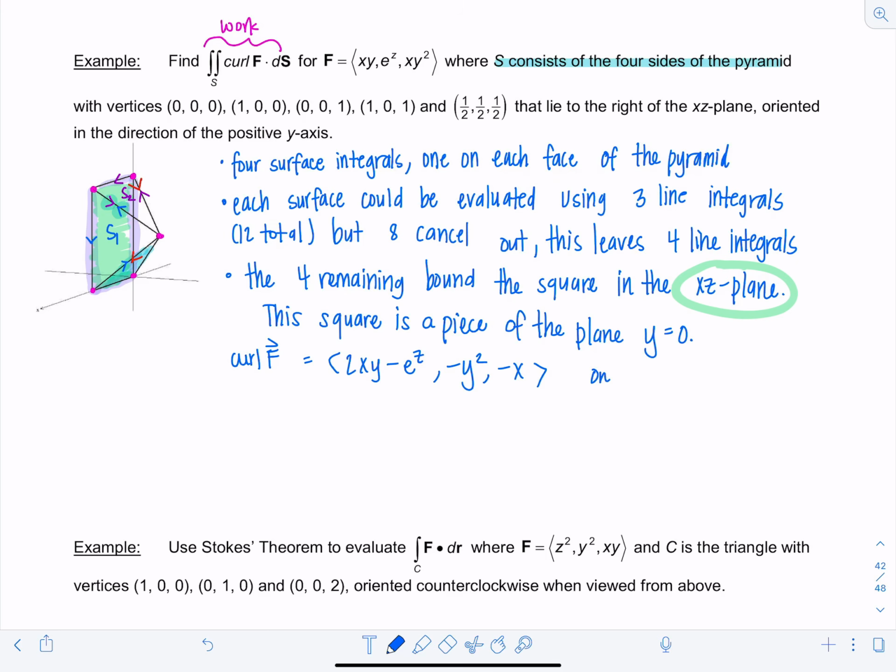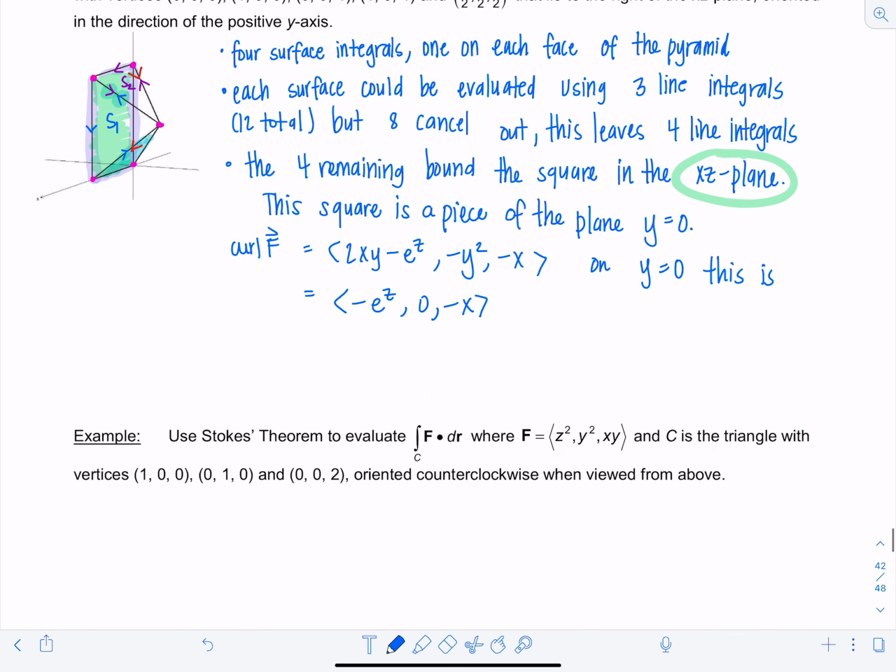And so on the surface y equals 0, this becomes negative e to the z, 0, negative x. And what would we use for our unit normal? Well, let's think about it. You're on that little square in the XZ plane. Standard positive orientation is outward, outward. So outward would be this way, away from us. That would be n. So what would the components be for a vector that points in the negative y direction? It would be 0, negative 1, 0.